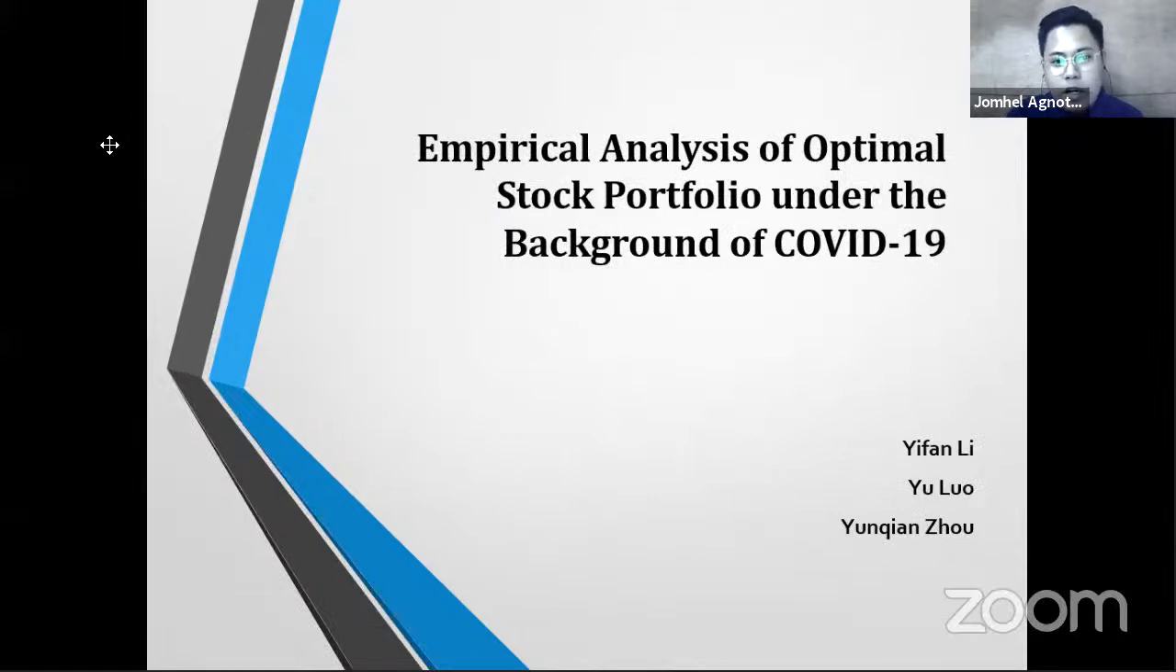So this is my basis paper for my special project: Empirical Analysis of Optimal Stock Portfolio under the Background of COVID-19, by Yifan Li, Yulu, Yukianzu.